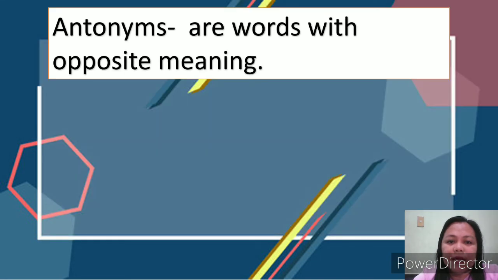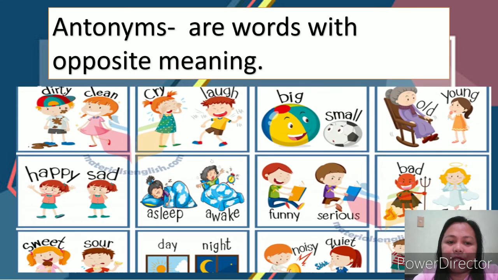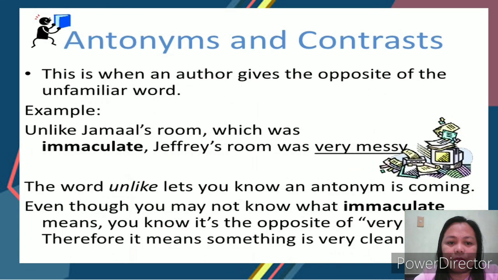So what are antonyms? Antonyms are words with opposite meanings. So these are examples: dirty, clean, cry, laugh, big, small. You can read. So these are examples of antonyms.